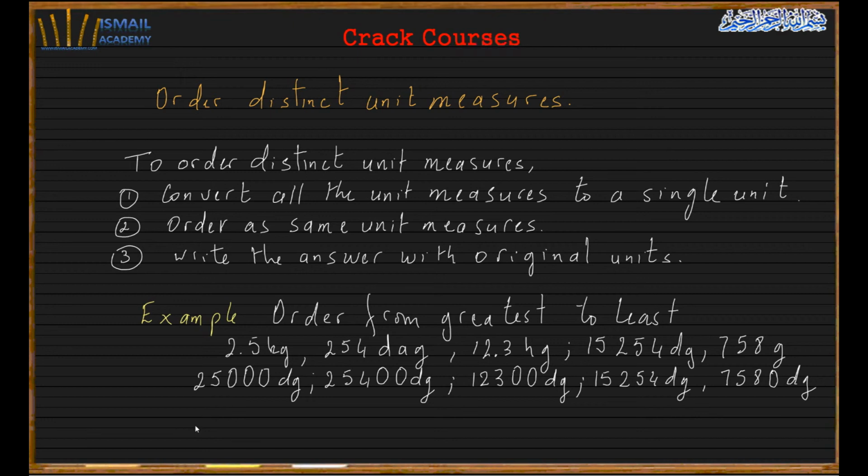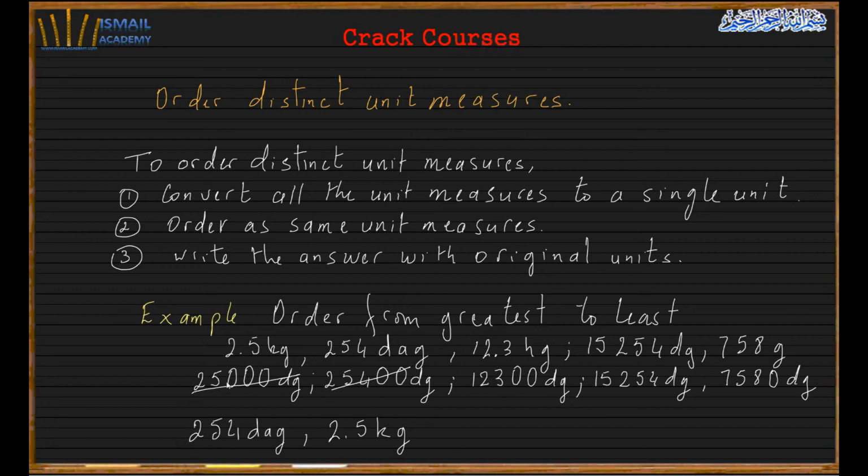So I'm going to put it down here. It's 254 decigram, but I need to keep the measure with the original unit. That means I'm going to write down 254 decagram. This is done. What's next is this one, which is 2.5 kilogram. So I'm done with this, and now I'm going to move to the next.